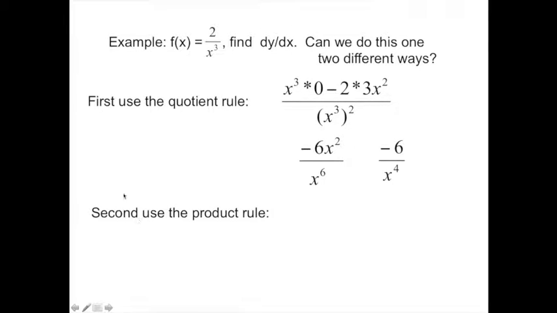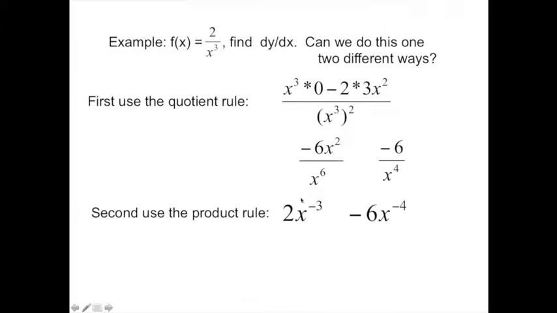So the second one is we can use the product rule. So we have to write this as a product, which means bringing the denominator up here. And we can do that using negative powers. So we can rewrite the function as 2 times x to the minus 3. And then now we can go ahead, and it's really not even a product rule at this point. It's really more of just a power rule.